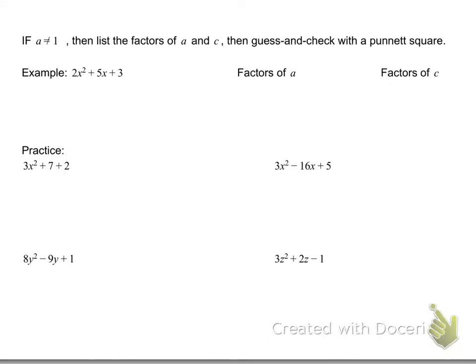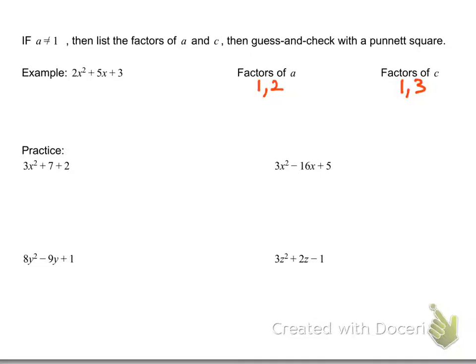So my recommendation is to guess and check with a Punnett square, and it helps if you can narrow down your options to which possibilities there are. So that's what we're going to do right here. If you list the factors of a and c in the problem, that shows you which combinations of binomials could be there. So for example, a right here is 2, so the factors of a are 1 and 2. C is 3, so the factors of c are 1 and 3.